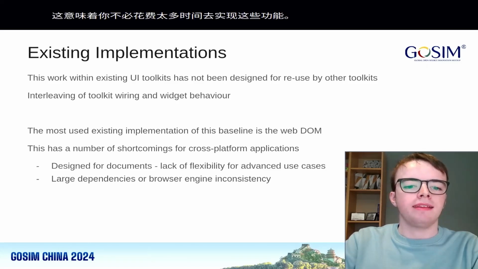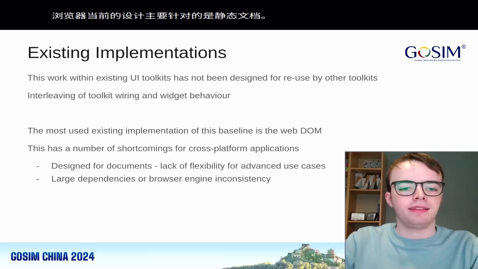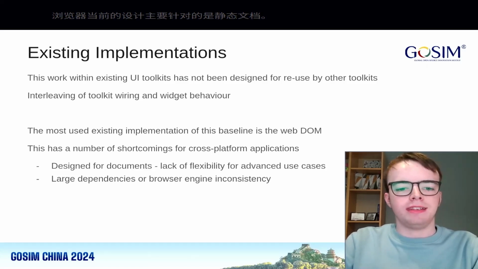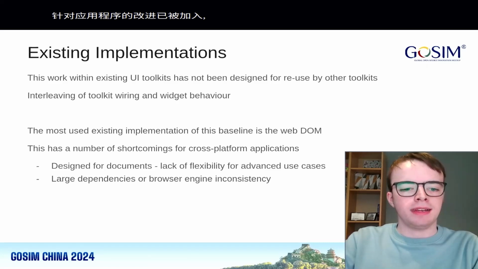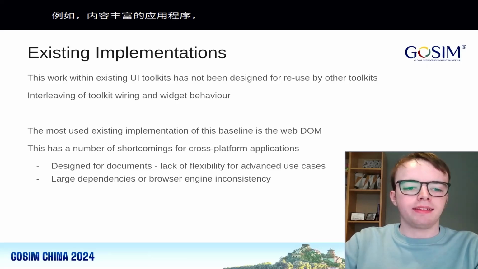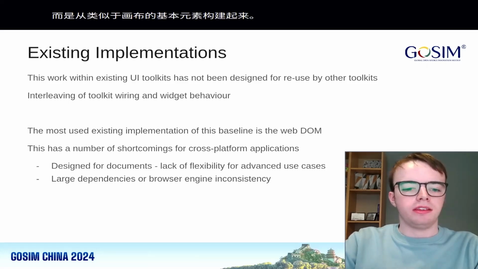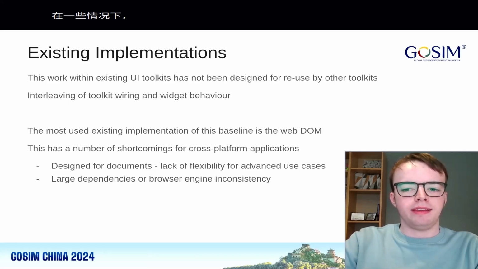The browser as it stands was largely designed for static documents. Improvements for applications have been added, but there is still a lack of flexibility for advanced use cases. For example, content-rich apps, including Google Docs and Figma, largely disregard the DOM and instead build up from canvas-like primitives. This leads to a poor user experience in a number of cases, such as through unnatural feeling scrolling and poor accessibility. Because of these shortcomings, we have made our own project in Linebender.